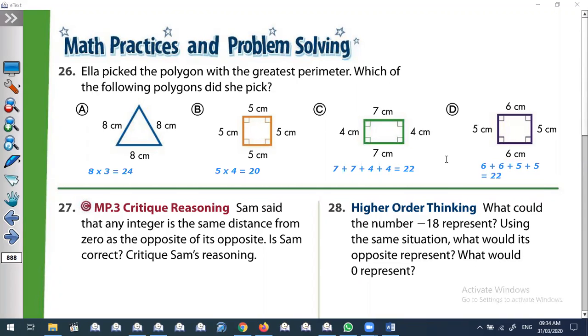Which is the greatest perimeter? The greatest perimeter is the triangle. So the answer is A.